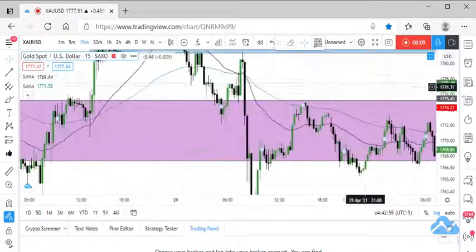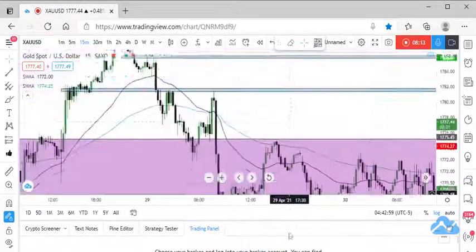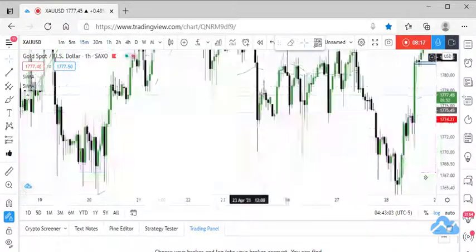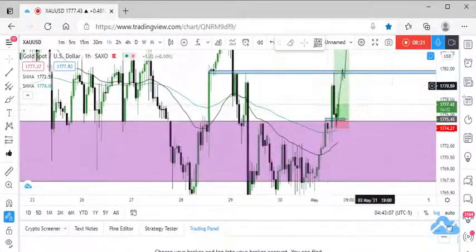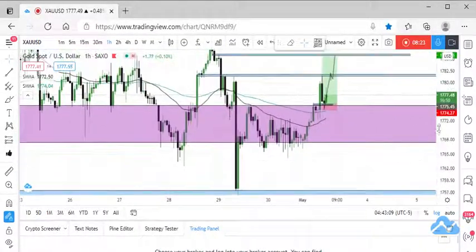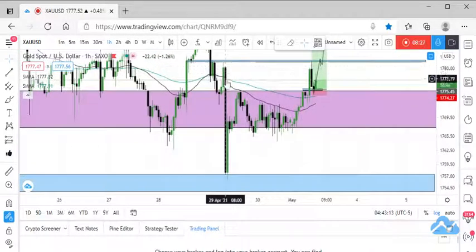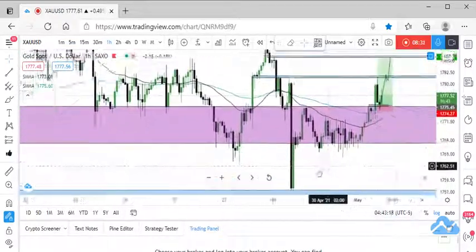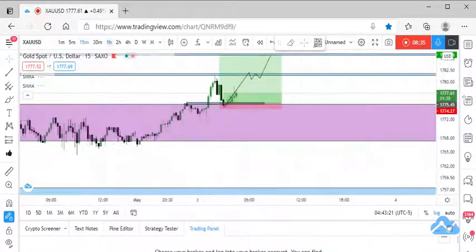Just like with this spike right here, if you go to a higher time frame, you'll see this literally is just one candle, like one candle. Bam, it's crazy. So yeah, we'll see. Check back.